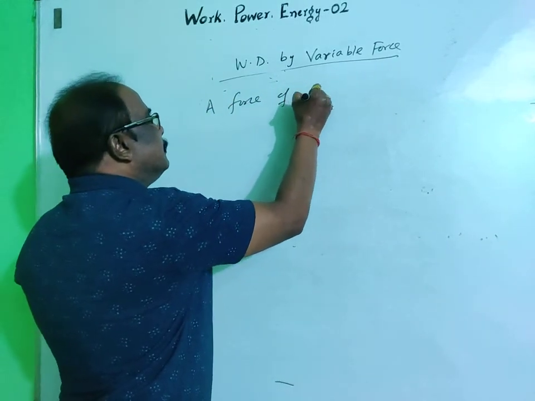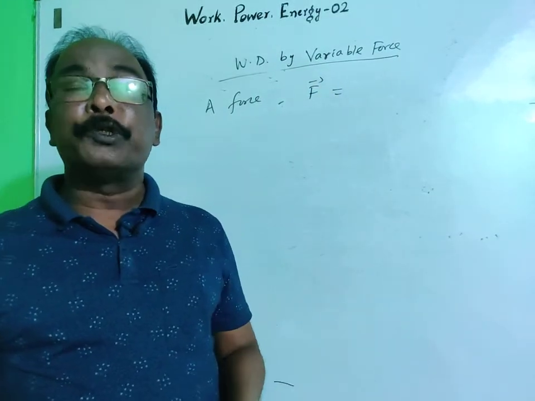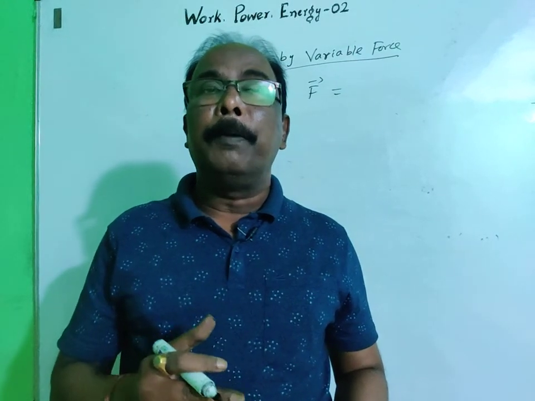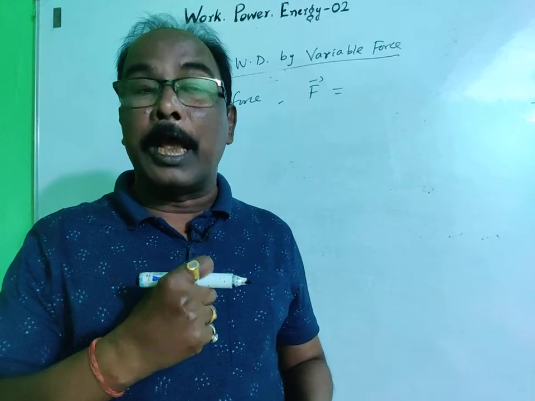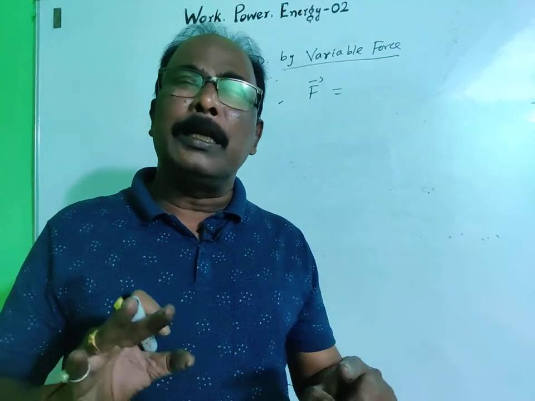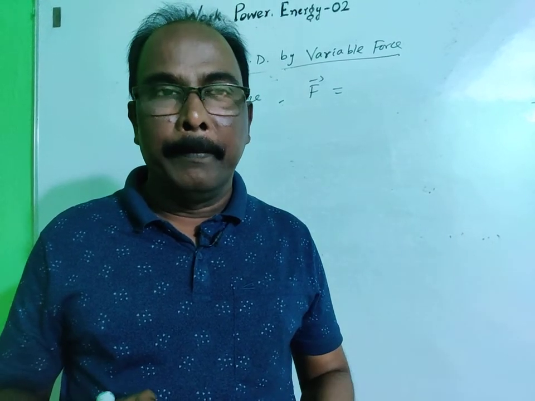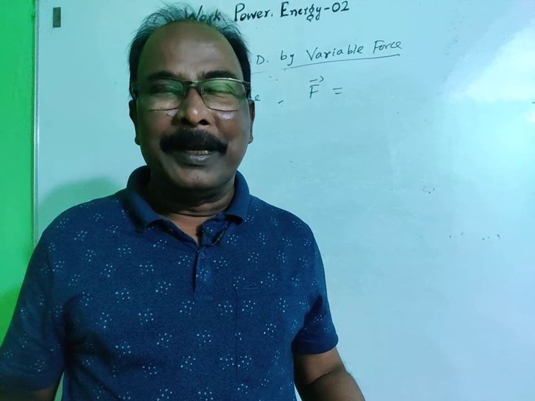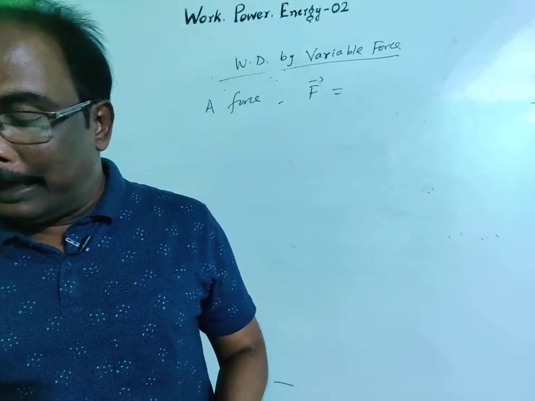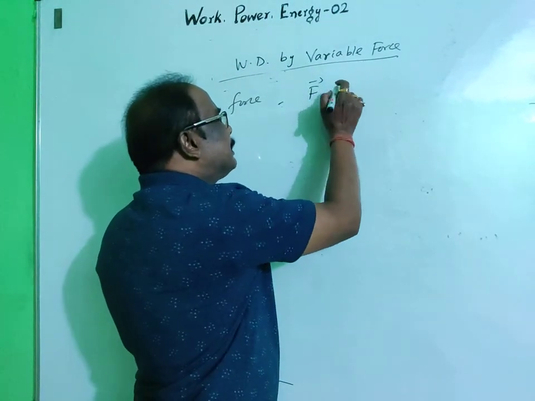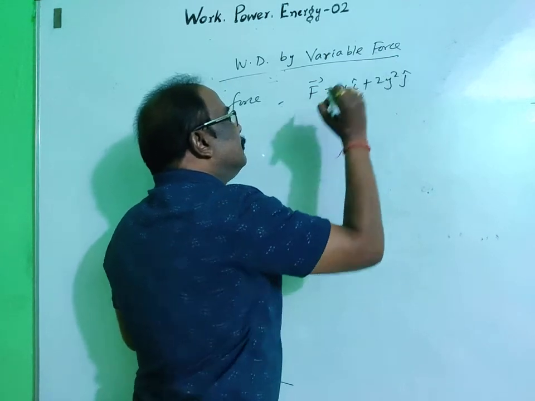A force F is equal to... Again a variable force. See, in the previous question we discussed force applied along the x-axis, I cap. Let's consider now the force is applied on a plane, on a body. So motion on a plane, directly speaking. The force is given as x I cap plus 2y square j cap.